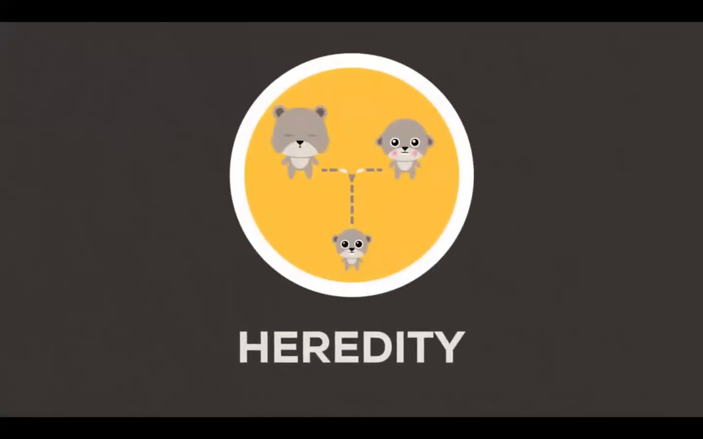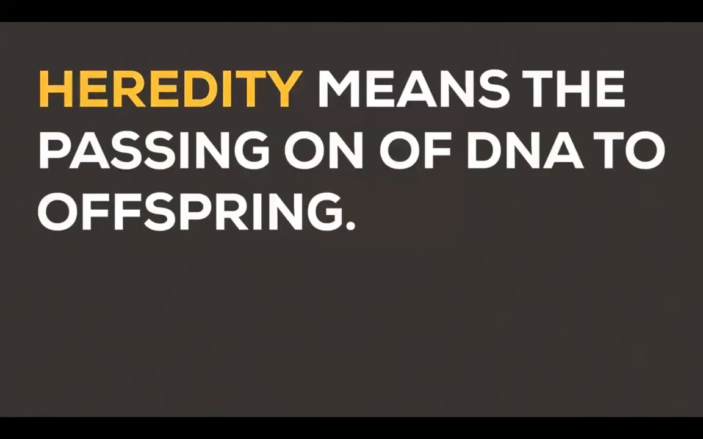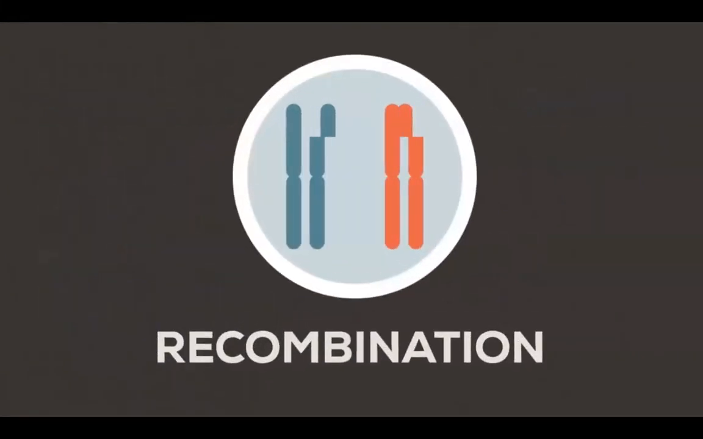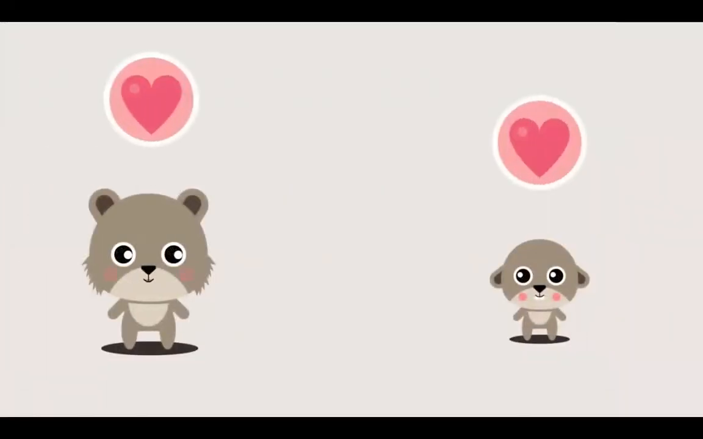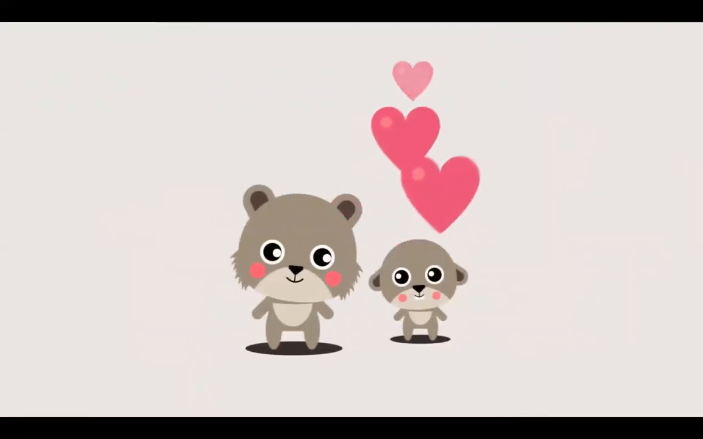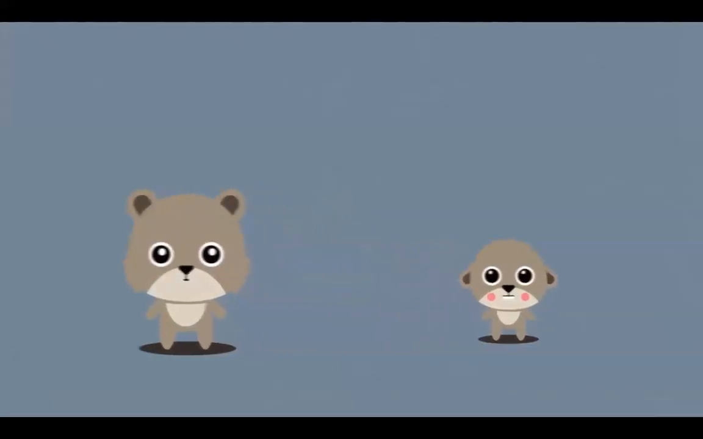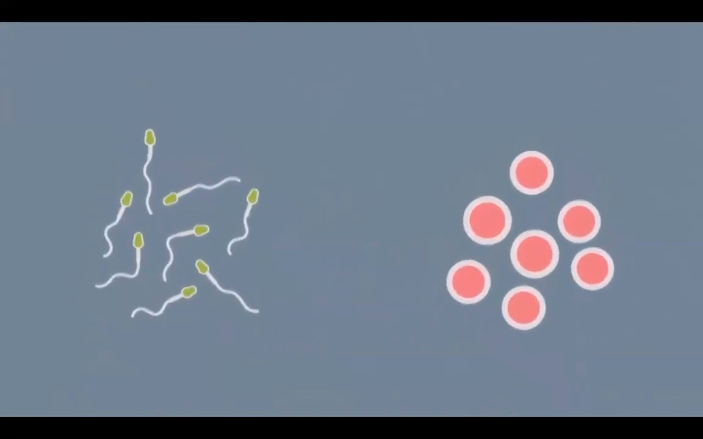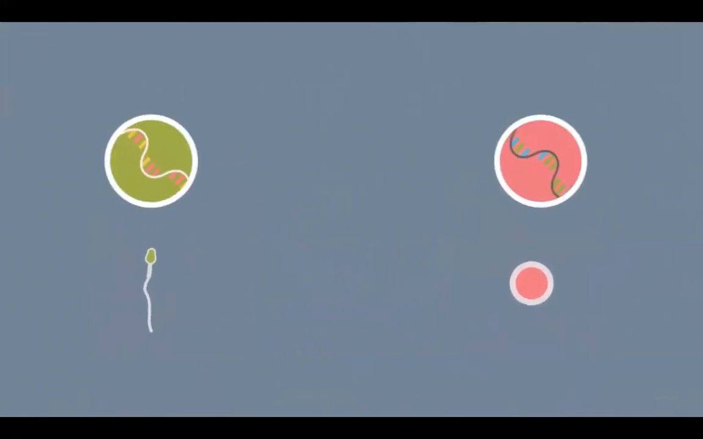The second major cause of the uniqueness of individuals occurs in heredity itself. By the way, heredity means the passing on of DNA to offspring. Two very interesting factors come into play in this process: recombination and mutation. Recombination is the random mixing of the DNA of two creatures. When two creatures fall in love and mate, they recombine their genes twice. The first time they do this separately, when they generate the gametes, that is, sperm and egg cells. The gametes take half of the genes and shuffle them.